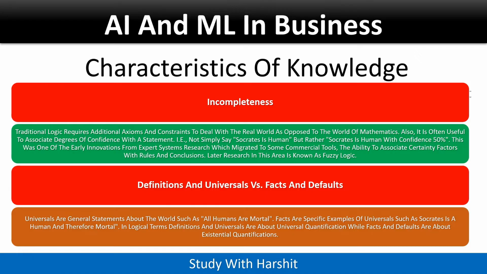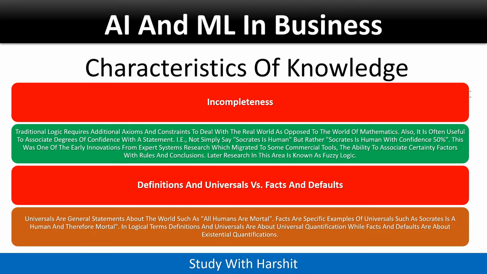Incompleteness. Traditional logic requires additional axioms and constraints to deal with the real world as opposed to the world of mathematics. Also, it is often useful to associate a degree of confidence with a statement, that is, not simply say Socrates is human, but rather Socrates is human with confidence 50%. This was one of the early innovations from expert system research which migrated to some commercial tools: the ability to associate certainty factors with rules and conclusions. Later research in this area is known as fuzzy logic.